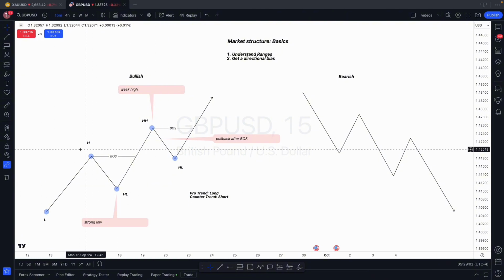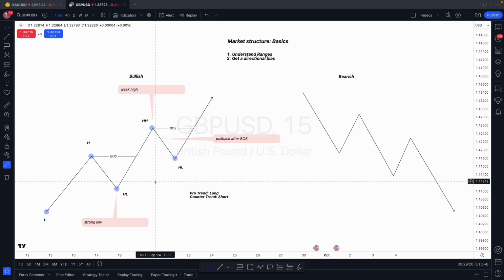So when bullish, market goes from bullish impulse to bearish pullback to bullish impulse, and then we expect the bearish pullback after the BOS, and then after the bearish pullback, we will expect another bullish impulse.